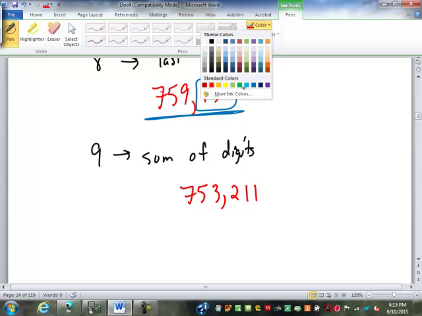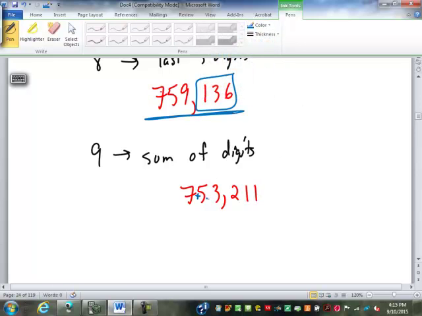So on this one, add up my digits. 7 plus 5, 12 plus 3 plus 2 plus 1, 18 plus another one, 19. Is that divisible by 9? Yes. 19 is not divisible by 9. No, I was still on 18.